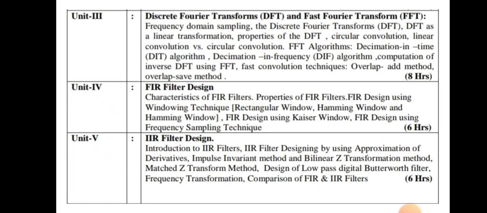Then the unit number 4, it is about the FIR filter designing, and unit number 5 is about IIR filter designing. So in FIR filter design, we will see what are the basic characteristics of FIR filter, properties of FIR filter, FIR design using windowing technique, rectangular window, Hamming window and Hanning window, FIR design using Kaiser window, FIR design using frequency sampling techniques.